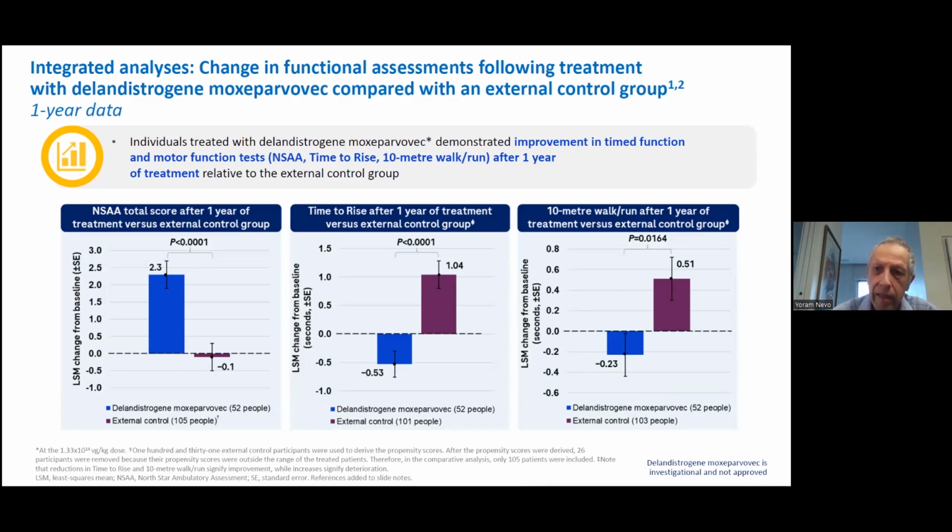Definitely, scientifically, this is not comparable to a double-blind study, but it gives us a picture of the course of Duchenne muscular dystrophy, and we can see that we get a better outcome. This is also seen in time to rise from the floor, which improved compared to the worsening we expect, and in the 10-meter walk or run, where there is some improvement with treatment compared to the worsening expected over time. Next slide, please.